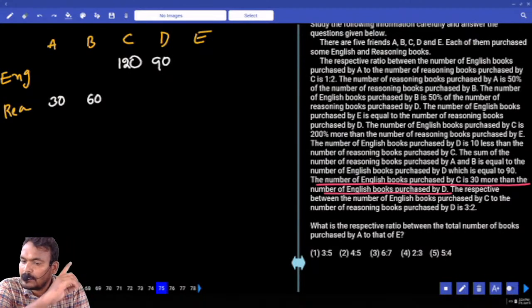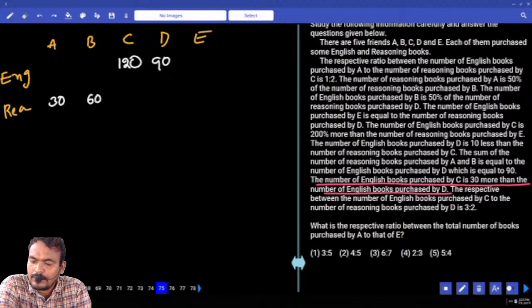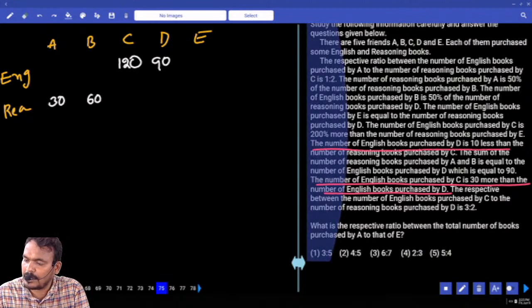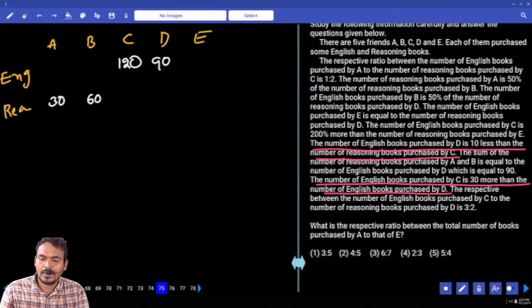Okay. And what is the starting line? English books purchased by A and reasoning books purchased by C. There is no clarity. And here, the number of English books purchased by D is 10 less than the number of reasoning books purchased by C. English books purchased by D is 10 less than the reasoning books purchased by C. Any relation? No.